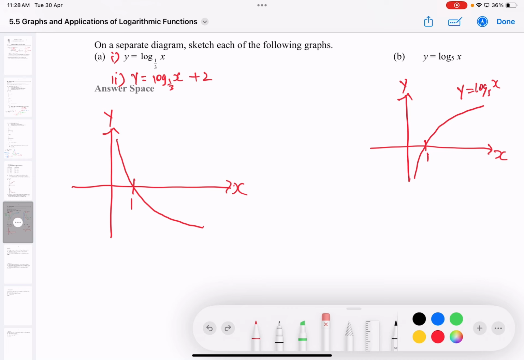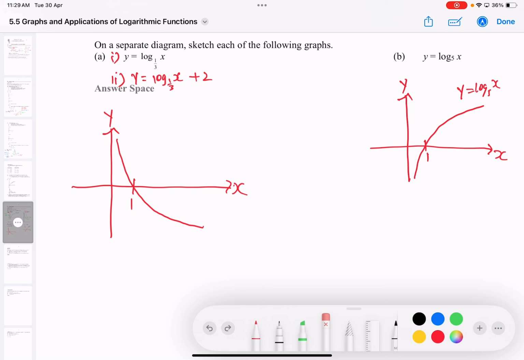Now actually for this one, the plus 2, the main key thing is should we shift it up or should we shift it down? The question is should we shift it up or down? How many of you think it's down? The answer is up. Okay, the answer is up.